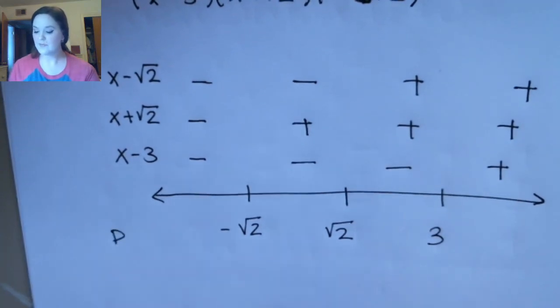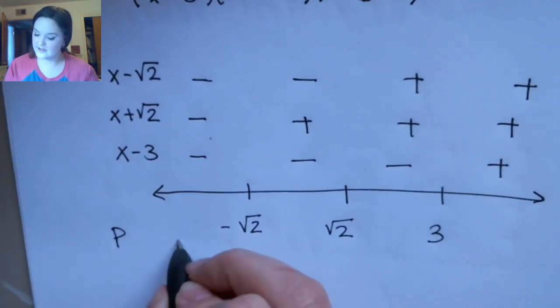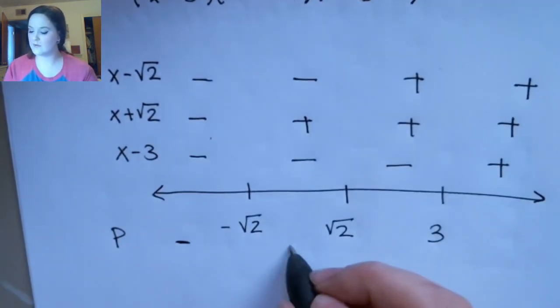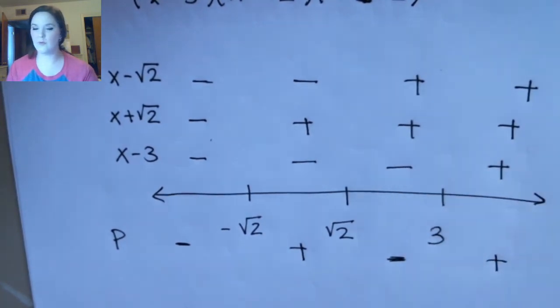Then I'm going to look at the product. 3 negatives multiplied together is negative. 2 negatives is a positive. 1 negative is a negative. And this one will be a positive.